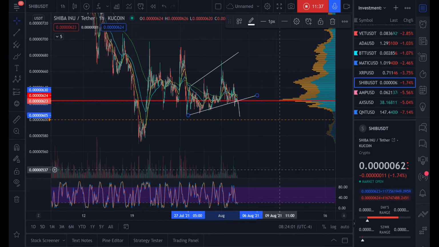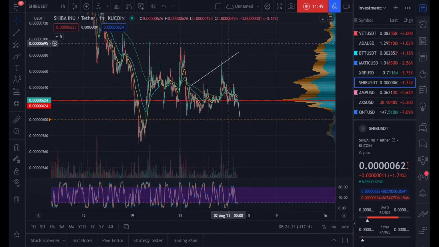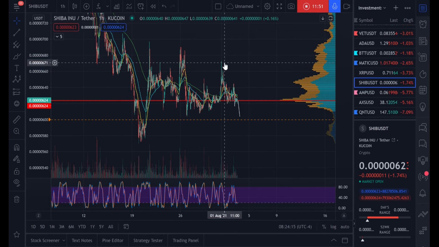You're creating a sort of cone shape, which is a bullish pattern, right? So this is what I think is going on with Shiba Inu, and this is why it's going to be one of the first projects out of the gate.